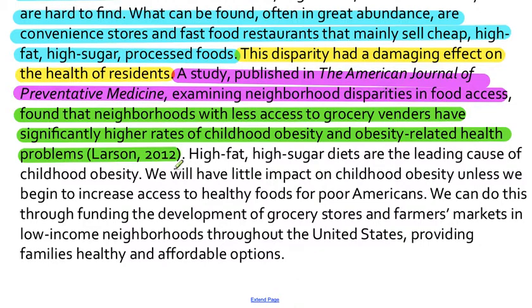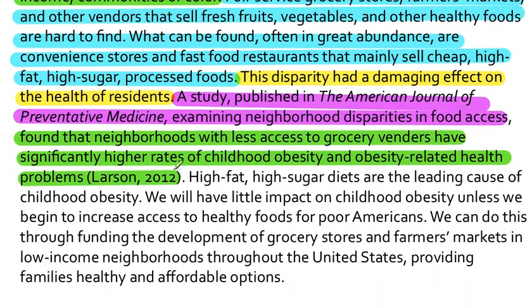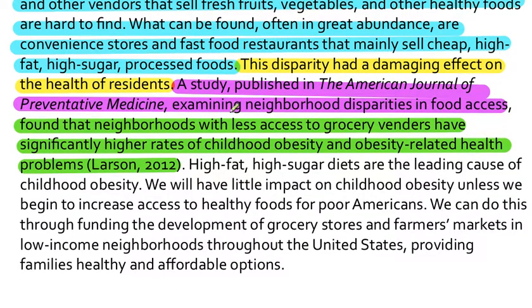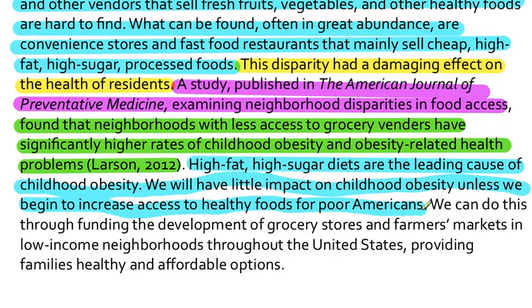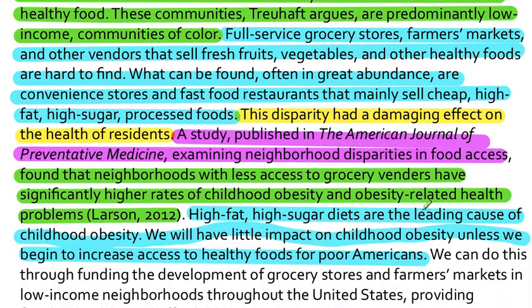So now I have connected. I proved to you in the first part of my paragraph that there's less access in those low-income neighborhoods. Okay, so now I actually need to connect it to childhood obesity. So I've done that here with this piece of evidence. Now I need my commentary and my explanation. High-fat, high-sugar diets are the leading cause of childhood obesity. We will have little impact on childhood obesity unless we begin to increase access to healthy foods for poor Americans. So that's my explanation. You'll see that my explanation with both pieces of evidence is pretty short and sweet.